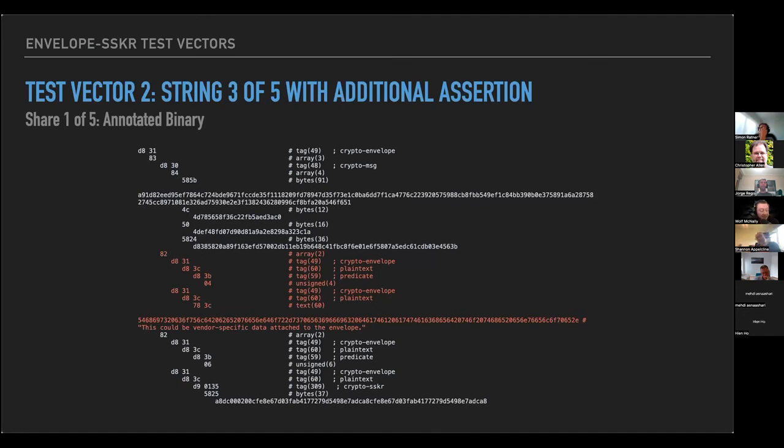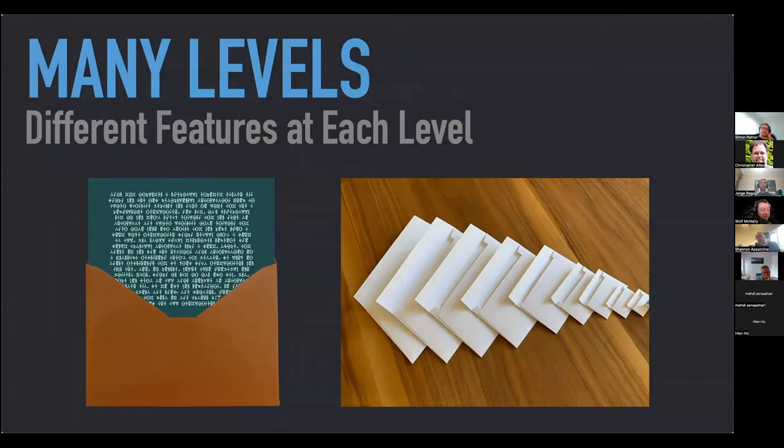Again, so adding as many assertions as you want of any kind. You can have assertions with assertions. So in fact, you can have many levels with different features at each level. You can have envelopes that are encrypted inside envelopes that are encrypted, each with different policies on them. And it's really up to you to decide how to do that. Obviously, we'd love you to share your work with Envelope with the community so we can all benefit from that.